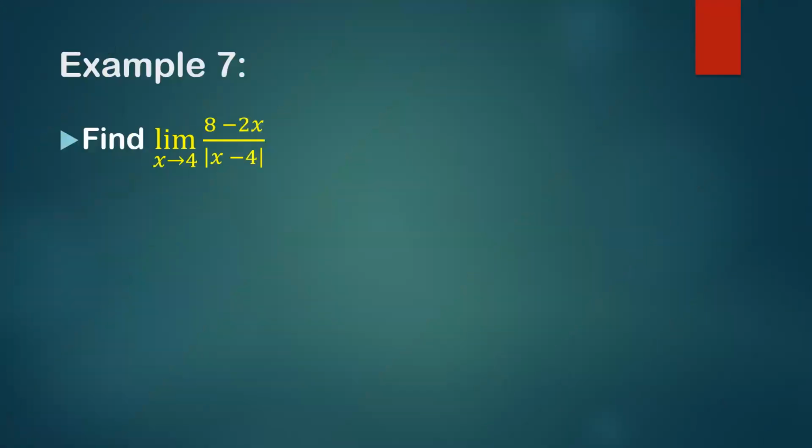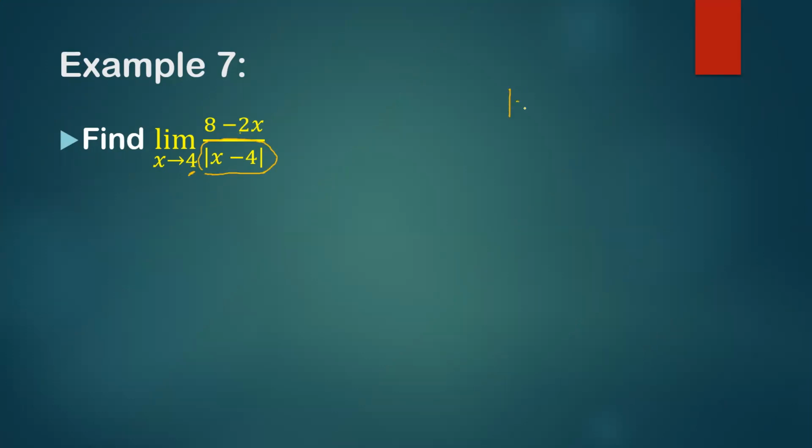Now for our example 7, let's have this one. We have the limit of 8 minus 2x all over the absolute value of x minus 4 as x approaches 4. If we substitute 4 into our function, this will become 8 minus 8, 0 over 0. So it's in the form 0 over 0, so the tendency is we can factor or cancel. But then, this is an absolute value function. So remember, an absolute value function is actually a piecewise function.